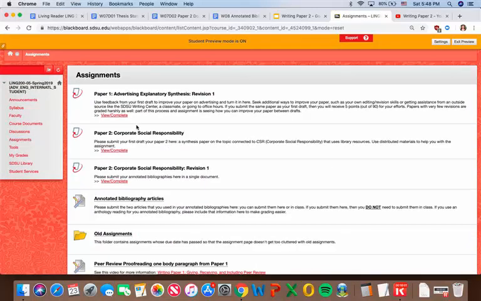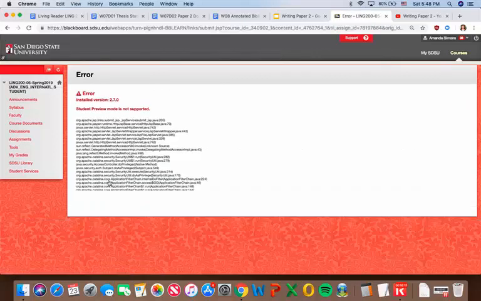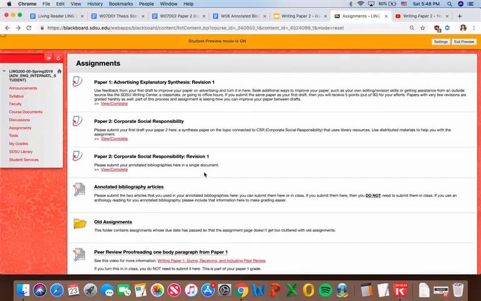And if we look at the assignments portion of Turnitin, we can find that there is this document, Paper 2, Corporate Social Responsibility, Revision 1. Please submit your annotated bibliographies here in a single document. Click on View Complete. And, oh, well, because this is a student preview mode, I can't go forward with it, but I just wanted to show you that. So that's where you submit the actual document that has your bibliographies in it.